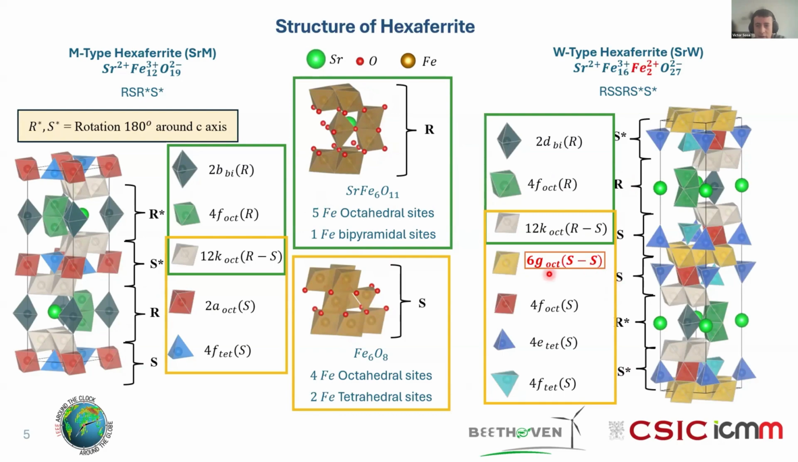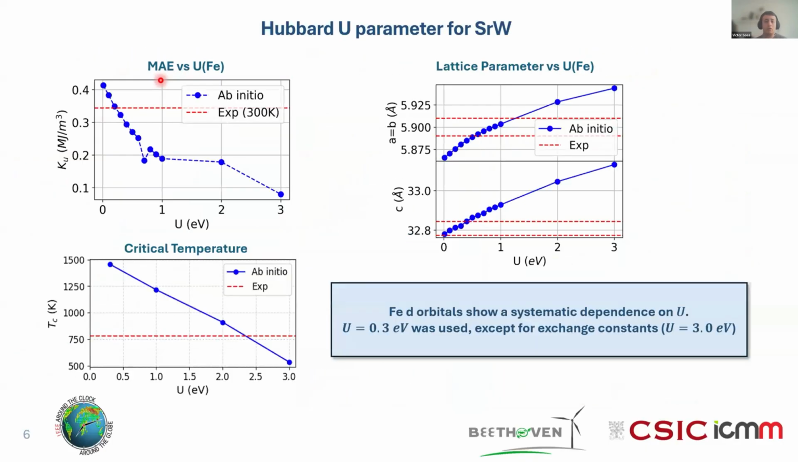The first one is that for the W-type hexaferrite, we have a new crystallographic position for iron, which is this 6g octahedral position, the bonding position between two S blocks. And for the W-type hexaferrite, we also have iron 2+ and 3+, while for the M-type hexaferrite, we only have iron 3+. Before comparing both materials, I just want to mention that the properties depend on the Hubbard U parameter.